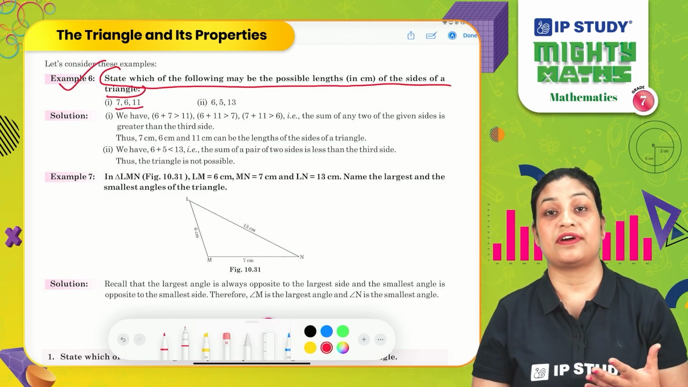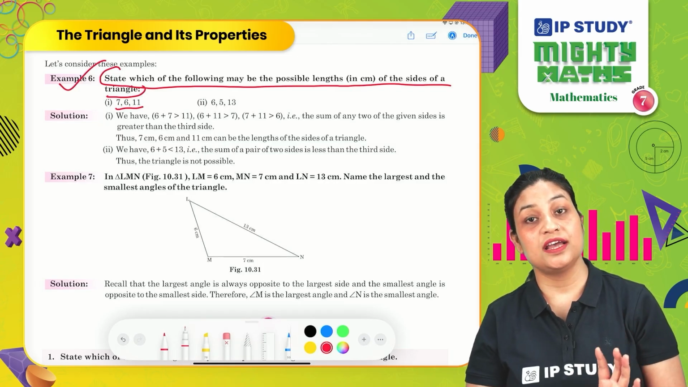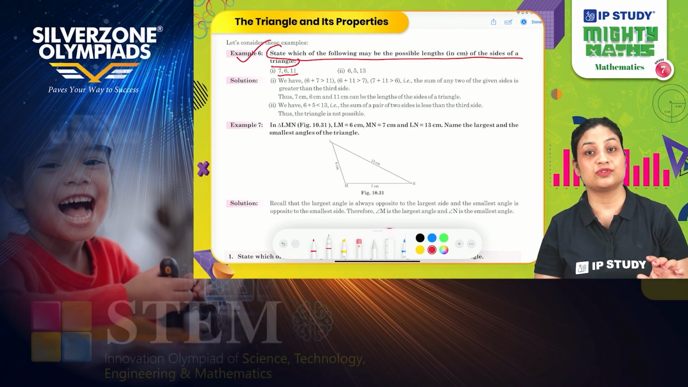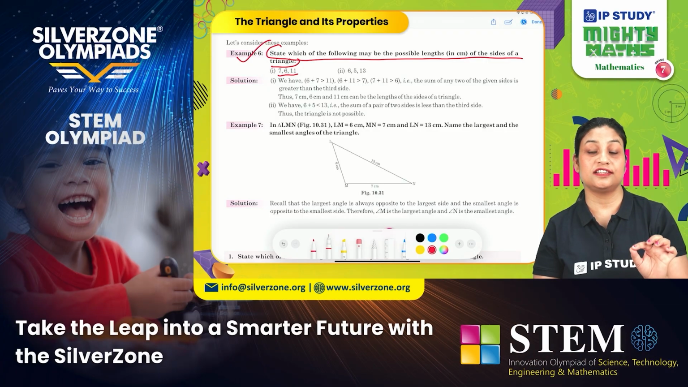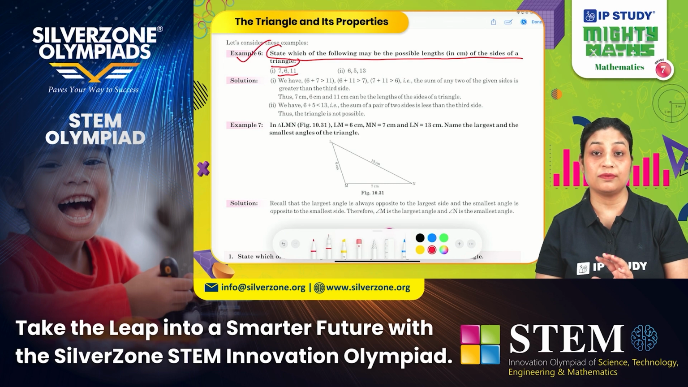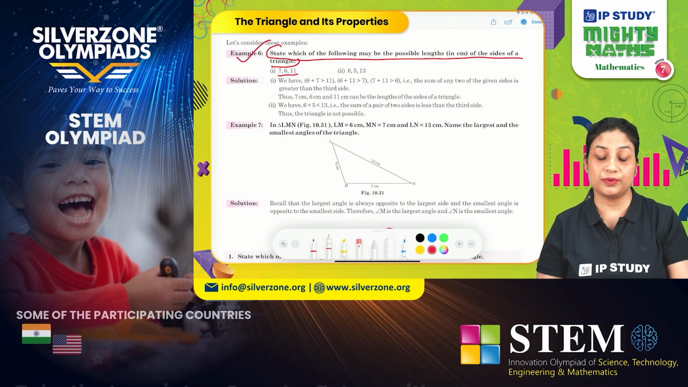So how can we find out? Simply we will have to apply the property of inequality over here. What we will do? We will add two sides. If the sum of the two sides is greater than the third side, then this triangle is possible. Otherwise, the triangle is not possible at all. So let's do it together.